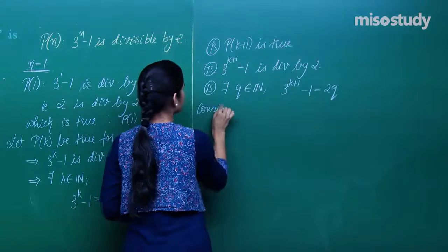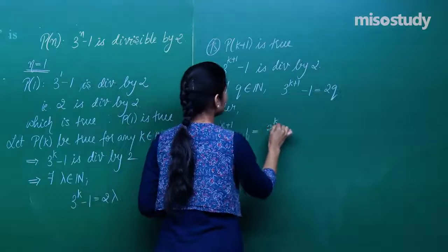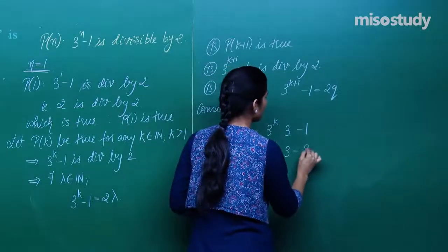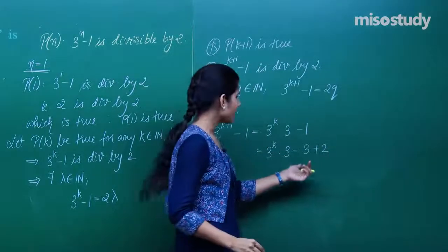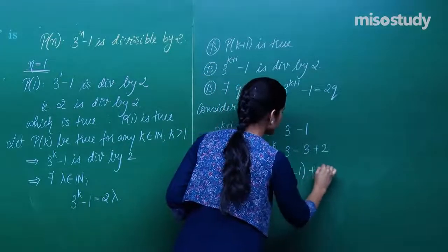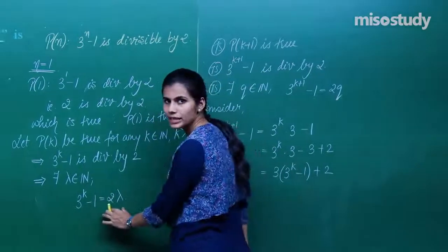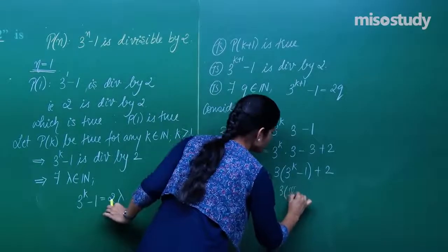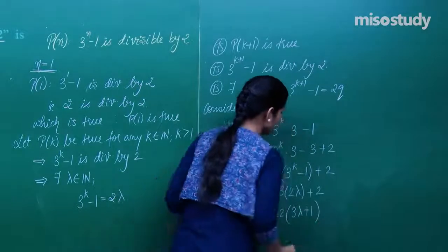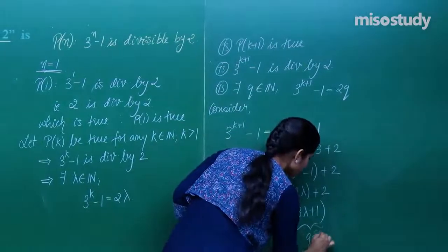Consider 3 to the power k plus 1 minus 1. I can write this as 3 to the power k into 3 minus 3 plus 2. I can write minus 1 as minus 3 plus 2. If you take out 3 common, you get 3 into 3 to the power k minus 1, and plus 2 aside. But 3 to the power k minus 1 is equal to 2 lambda by induction hypothesis. So this is 3 into 2 lambda plus 2. You can take out 2 common, you are left with 3 lambda plus 1. Lambda is a natural number, 3 lambda plus 1 is a natural number. Let this be equal to q natural number.